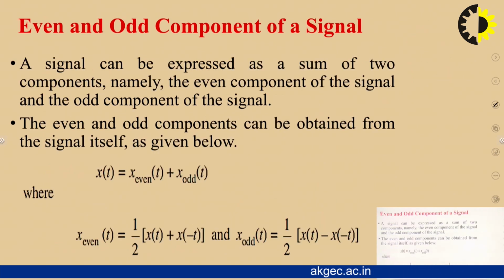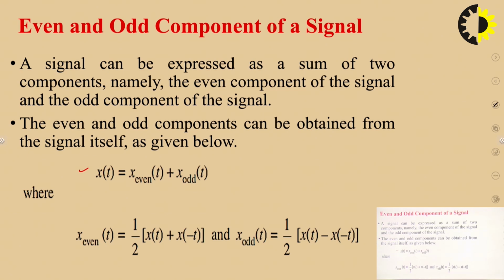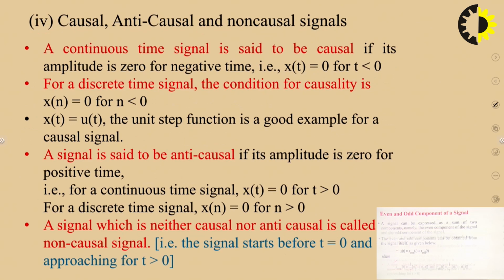Okay. Then we can also find the even and odd components. First of all, we will have the signal x(t) given, so we have to find the even component and odd component of the signal. This is obtained using this formula: x even is half of x(t) + x(-t), and x odd is half of x(t) - x(-t). Based on this, we can find the even and odd components of a given signal.